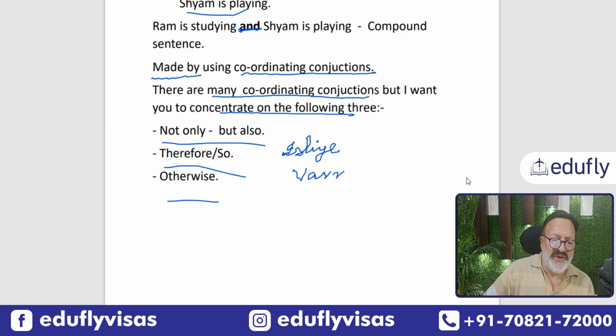To take an example, students should work hard, otherwise they are likely to not do very well in their board exams. Now, for therefore, we can say when students work hard, therefore those students who work hard, therefore they do well. So therefore means isliye.